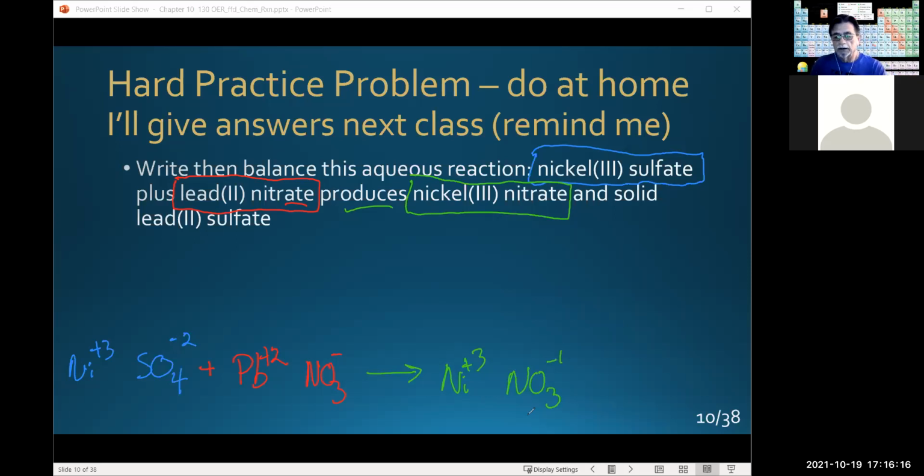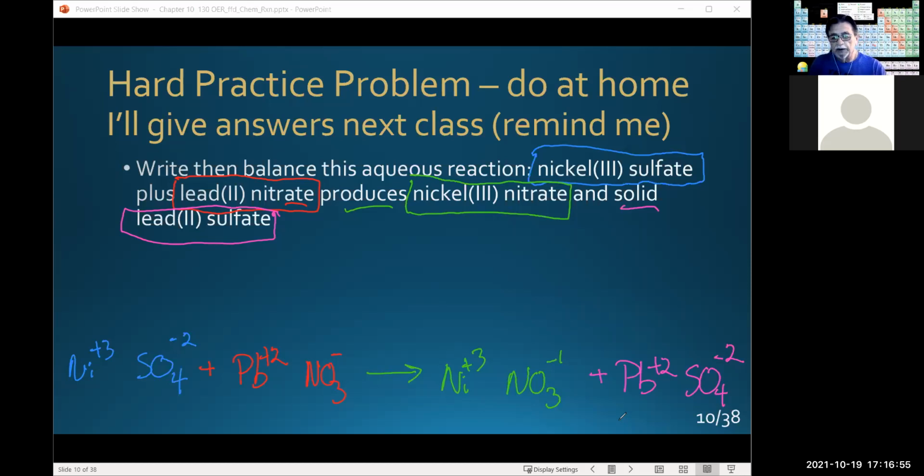Now, I should have been adding the numbers here, but let's continue. The next one is lead 2 sulfate. And not only that, they're telling you it's a solid. And so we're still working with lead 2 sulfate, and that's SO4 -2.